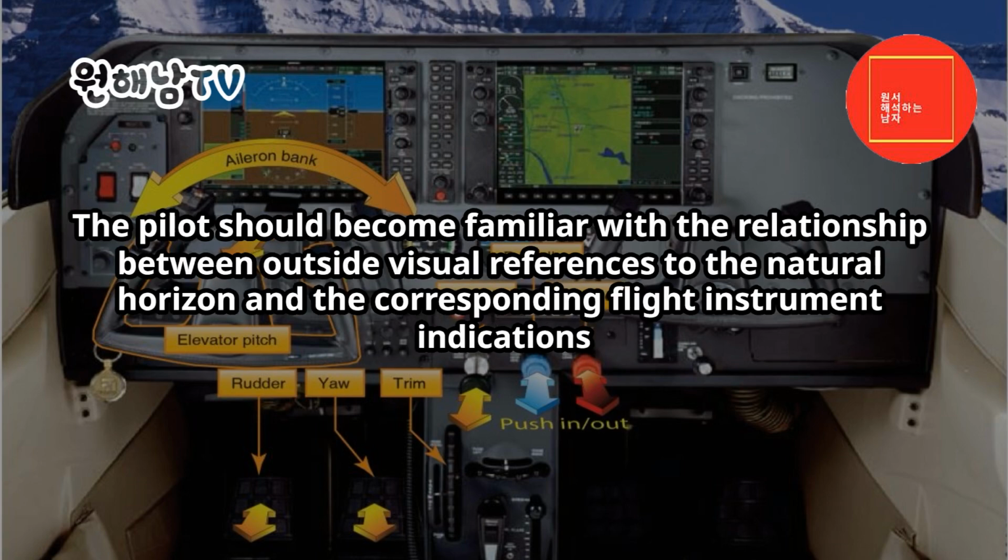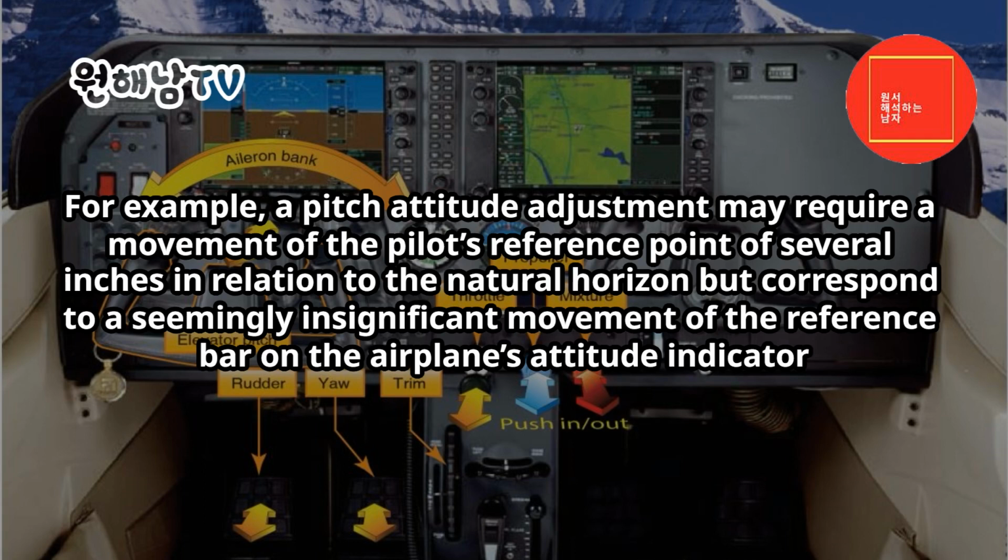The pilot should become familiar with the relationship between outside visual references to the natural horizon, and the corresponding flight instrument indications. For example, a pitch attitude adjustment may require a movement of the pilot's reference point of several inches in relation to the natural horizon, but correspond to a seemingly insignificant movement of the reference bar on the airplane's attitude indicator.